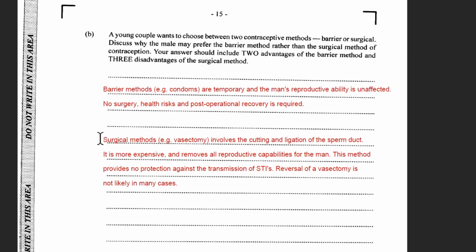So the surgical method, or the vasectomy, involves the cutting and ligation, or the cutting and tying off of the sperm duct. It's more expensive, it removes all reproductive capabilities for the man, it's very difficult to reverse. The method provides no protection against the transmission of STIs, whereas condoms do, because there's no exchange of vaginal fluids and semen. Reversal of a vasectomy is not likely in many cases.